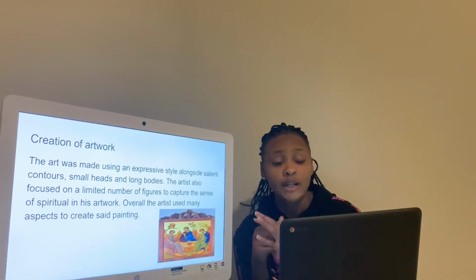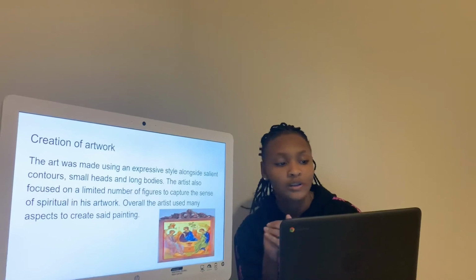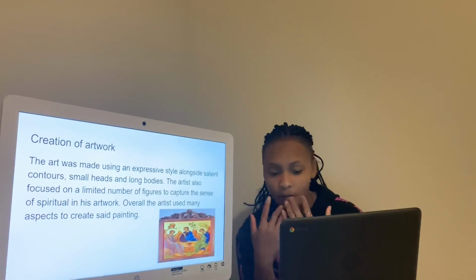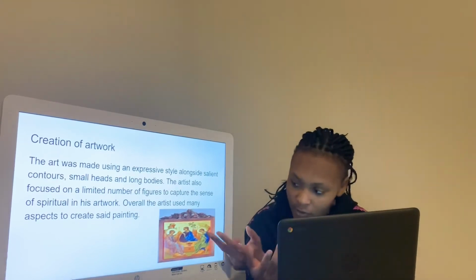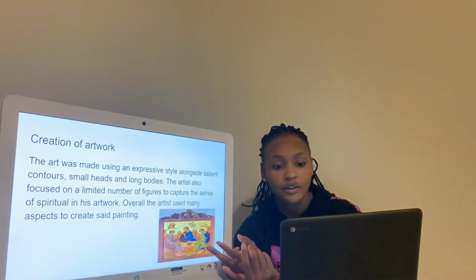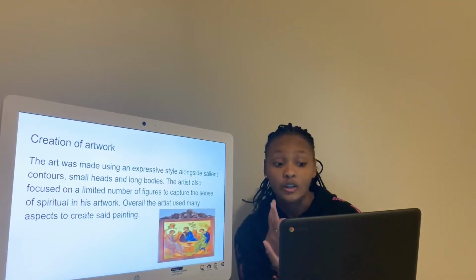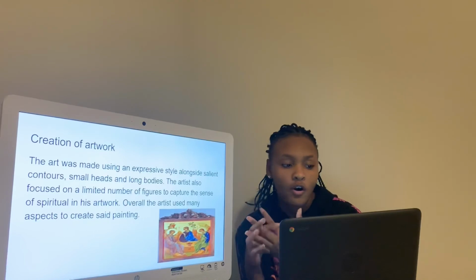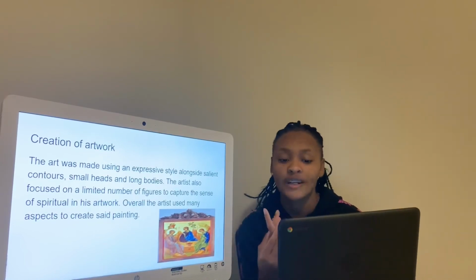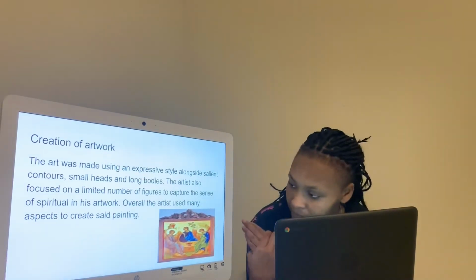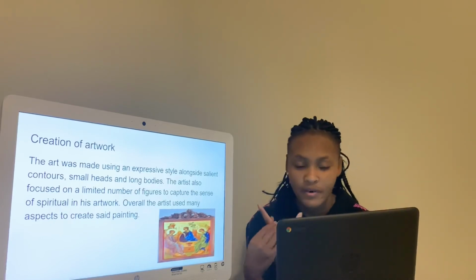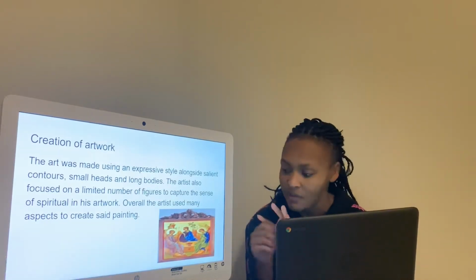The art was made using an expressive style alongside salient contours, small heads, and long bodies to capture the sense of the spiritual in his artwork. Overall, the artist used many aspects to create said painting. I believe it was just painted with normal paint and stuff like that.